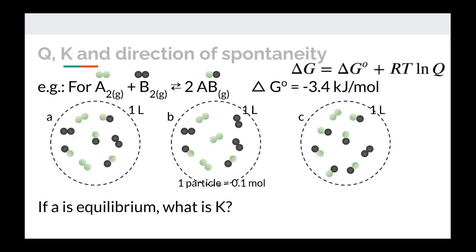If A represents the equilibrium conditions, then what is K? Well, we've got 2 particles of A2, so that represents 0.2 moles per liter. And we've got 2 particles of B2, that represents 0.2 moles per liter, and that's in the denominator because they're reactants. And AB we have 1, 2, 3, 4 particles, so that represents 0.4 moles per liter.